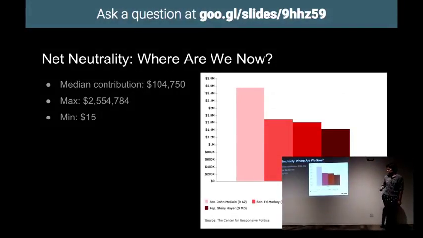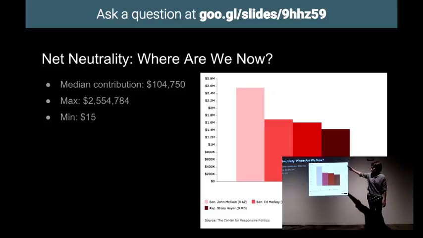Here we have a chart which I stole from The Verge. The y-axis at the very top is $2.8 million. The median contribution of telecommunication companies to a political candidate is about $105,000. John McCain holds the record for having been given the most money, at about $2.5 million. He's the tallest bar right there. And somebody received about $15 from telecommunication companies.